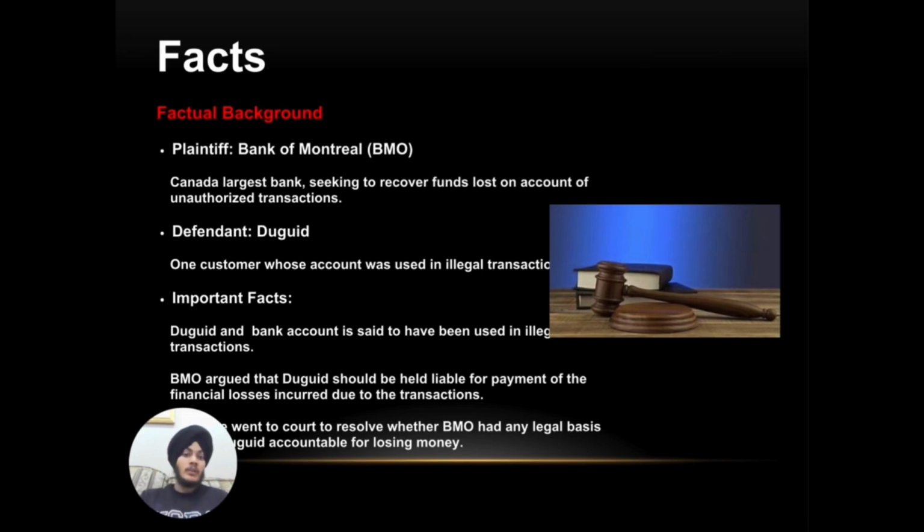For the factual background, the plaintiff is Bank of Montreal, Canada's largest bank, seeking to recover funds lost on account of unauthorized transactions. The defendant is Duguid, a customer whose account was used in illegal transactions. Important facts: Duguid's bank account is said to have been used in illegal transactions. BMO argued that Duguid should be held liable for the financial losses incurred due to the transactions. The case went to resolve whether BMO had the legal basis to hold Duguid accountable for losing the money or not. So here is some procedural history.